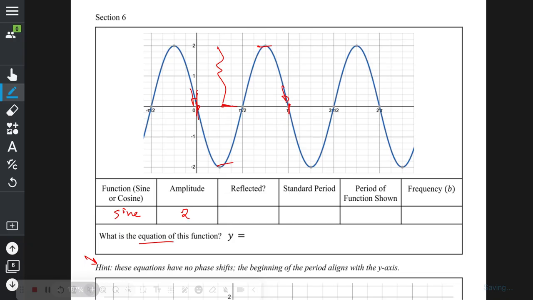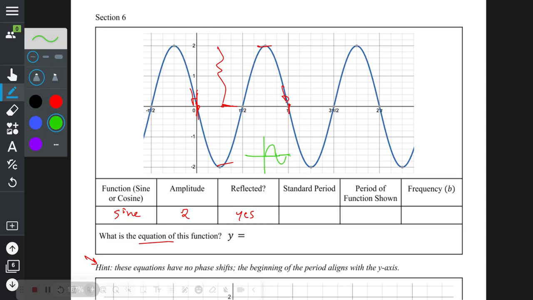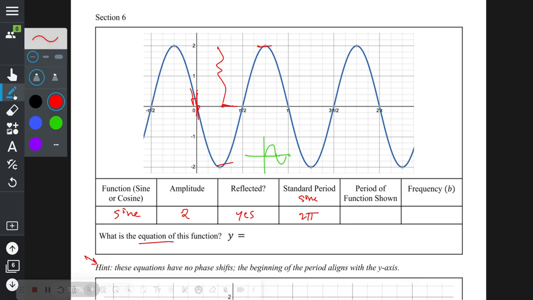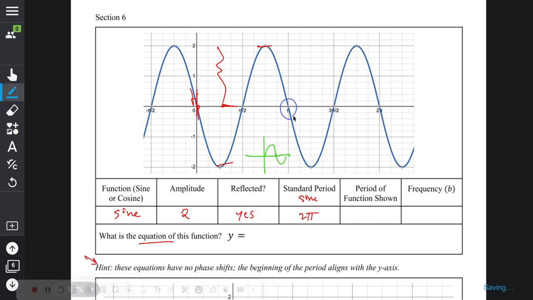Is it reflected? And the answer is yes, it is reflected, because the sine shape, when it's not reflected, goes up, middle, down, middle. And this does the opposite. So yes, it is reflected. And the standard period for sine is, you should know this, 2 pi. So the period of the function that you see here is where you end up when it starts to repeat, and that is pi.